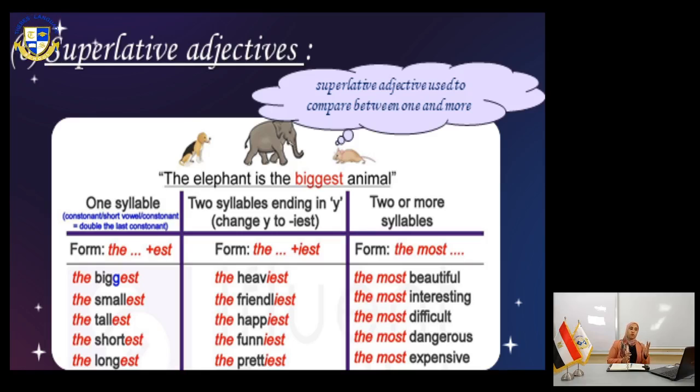Now I'm going to talk about two or more syllables, okay? But actually, for adjectives that have more than two syllables, it's most correct to use the word most before it. Like the word beautiful, more than two syllables. I can't say the beautifulest. No, I'm going to use the word the most, which is the superlative of many or much. The most beautiful, the most interesting, the most difficult, the most dangerous, the most expensive.